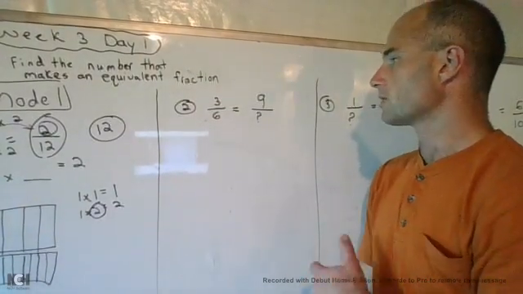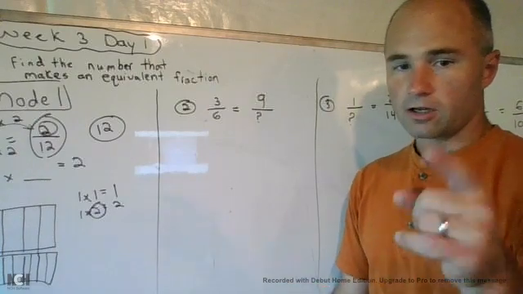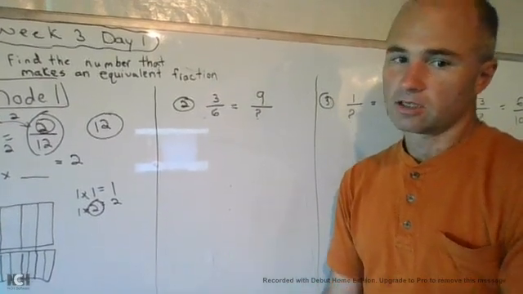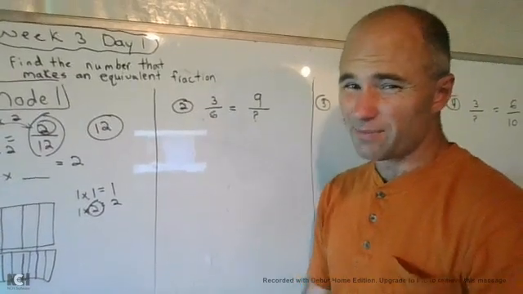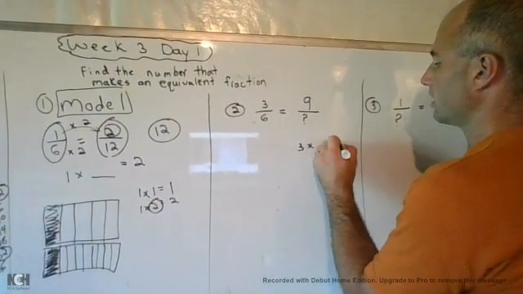So 3/6 equals 9 over what? Go ahead, hit the pause button. I would start off doing your 3 times tables to see how many 3s it took you to get to 9.